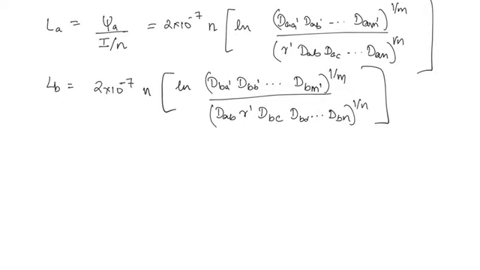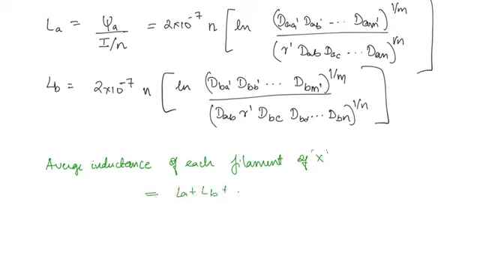Now what we do is we take the average inductance of each of the filaments that is present in the composite conductor X. So of each filament of X, this is going to be LA plus LB plus so on till LN divided by the number of filaments, n. Now this we will take as LAV, average value.